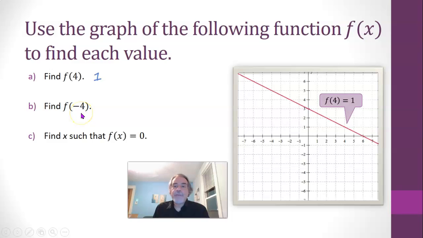What about f of -4? Do you see the point on the graph where x is -4? The y-coordinate there would be 5. So f of -4 is 5.